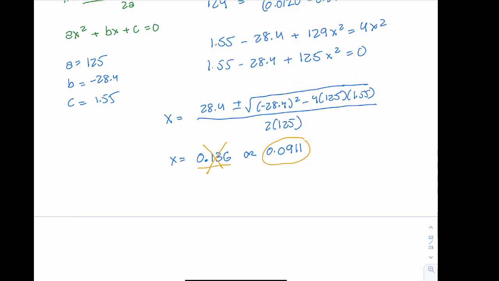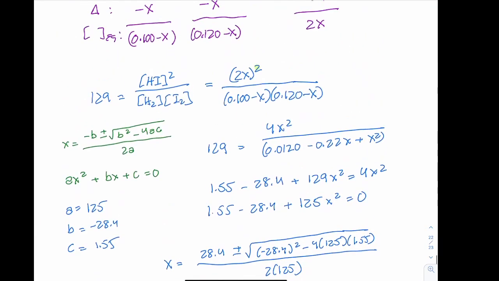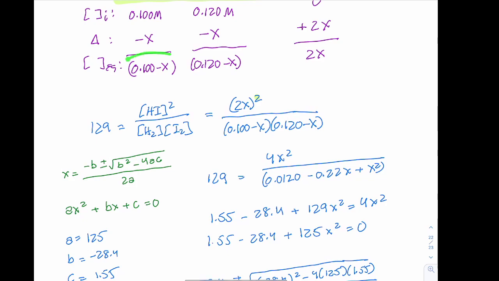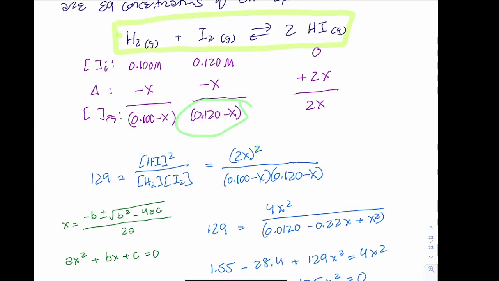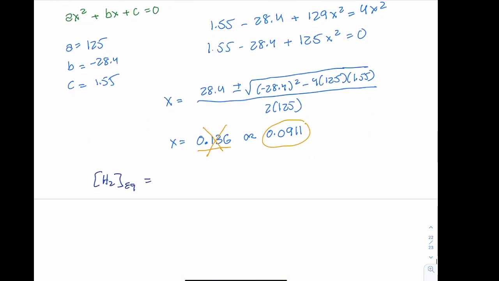So we're not quite done, right? We still need to solve for our equilibrium concentrations, right? Right now we just have x. So I need to plug those back in, right? My equilibrium concentration for hydrogen is 0.100 minus x. For iodide, 0.120 minus x, and then for hydrogen iodide, 2x. So doing that work, I'm just going to set them all up and then do the math after.